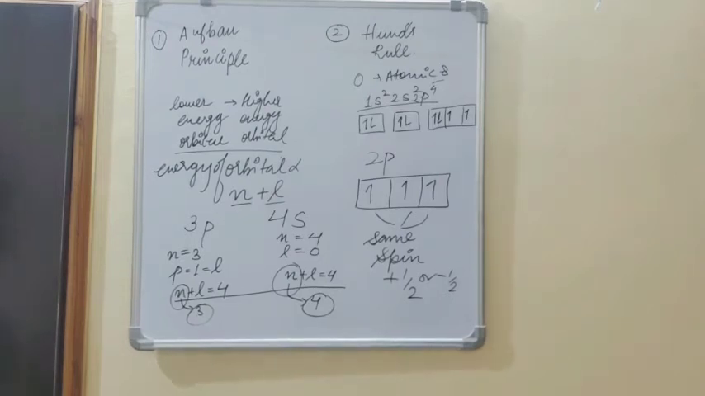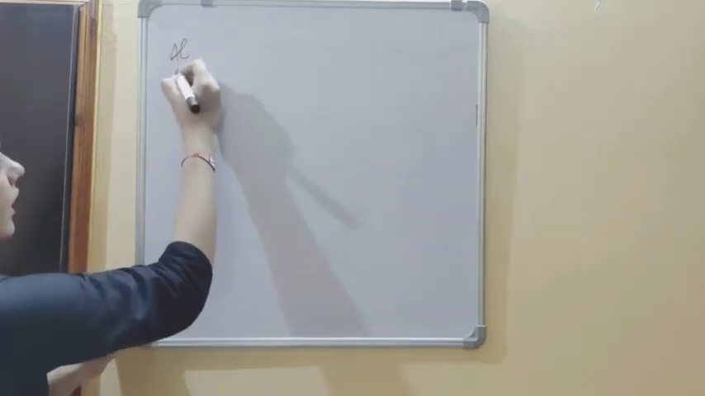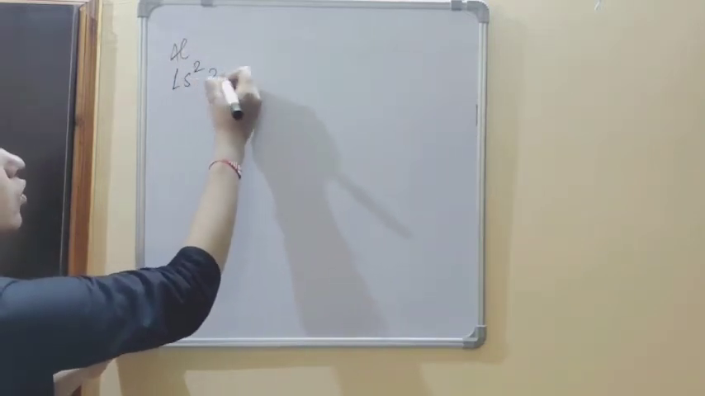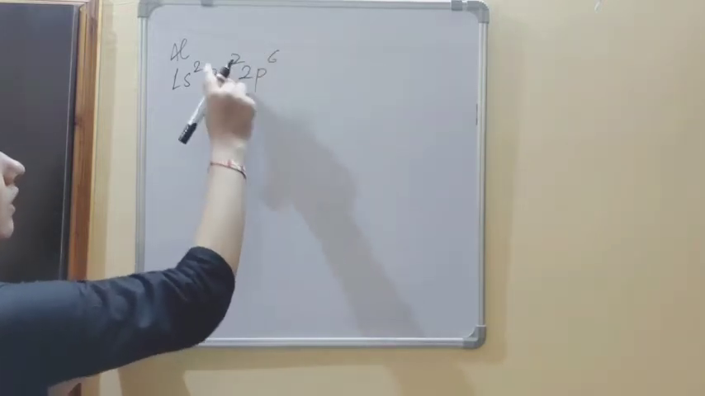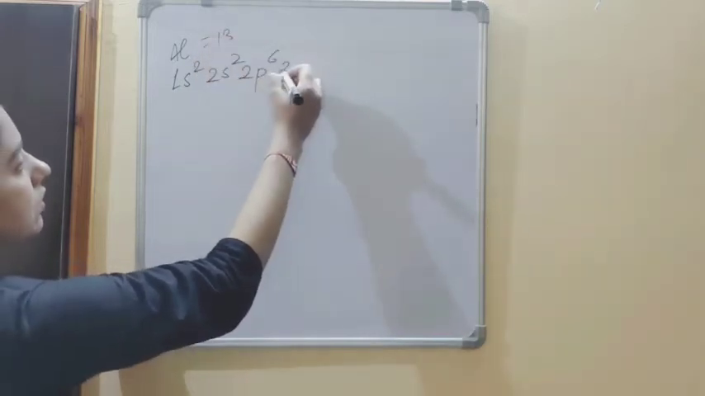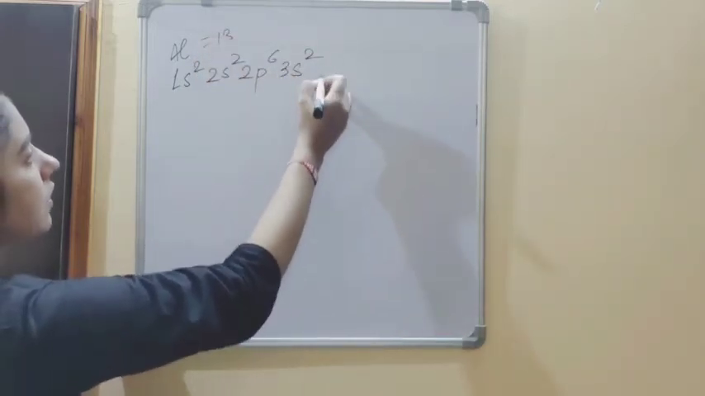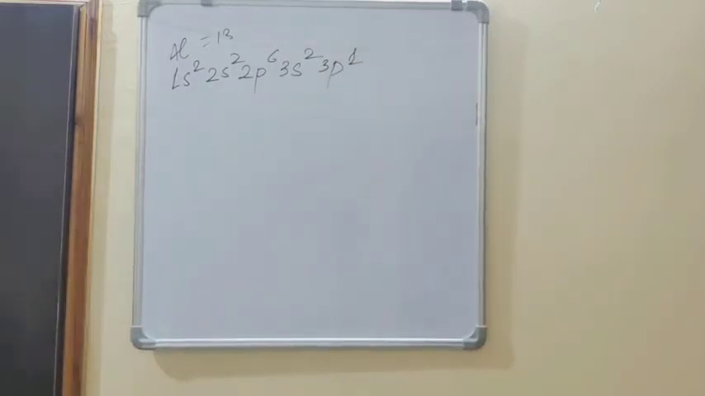Okay, let's take one more example, which is aluminium having atomic number 13. So for aluminium, the electronic configuration will be 1s2, 2s2, 2p6, that is 6 plus 2, 8, plus 2, 10. The remaining is 3. So 3s2 and 3p1. So this will be the electronic configuration for aluminium.